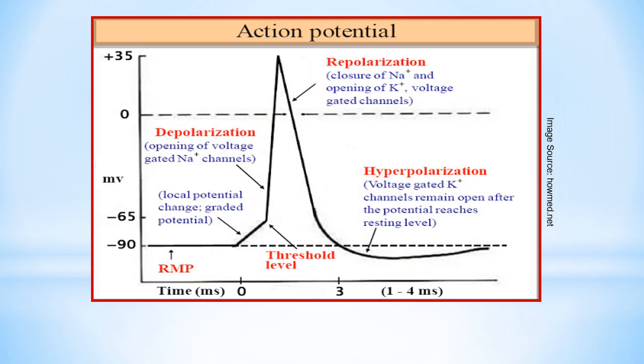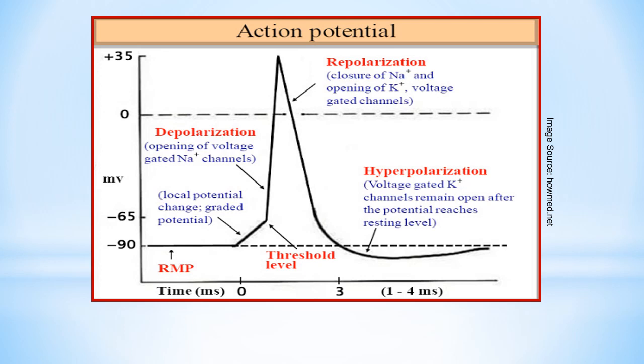Here you can summarize the generation of action potential. The resting membrane potential is minus 90 millivolt. Some stimuli, in the form of electrical or chemical stimuli, strike the neuron membrane, then sodium ion entry occurs through the leak channels and a threshold is achieved. Once the threshold is achieved, the voltage gated sodium ion channels open and a rush of sodium ion occurs inside the cell. As a result of that, the depolarization process occurs and membrane potential reaches plus 35 or plus 25.